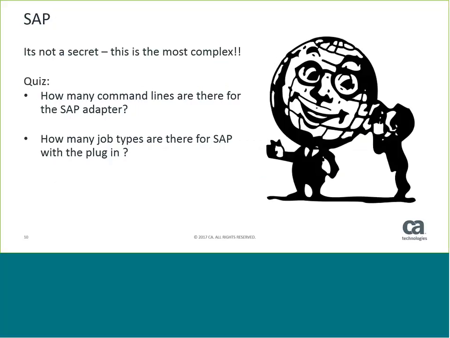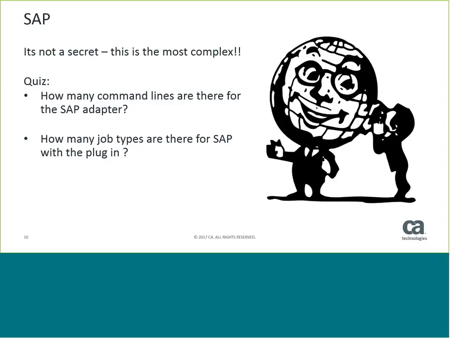Okay, so let's talk about SAP first. And it's not a secret, this is the most complex one. I'm not going to expect you guys to all jump in here, but quiz: how many command lines are there for the SAP adapter? Most people use SAP Job and maybe cap chain, so running an SAP R3 job, running a process chain. There are some other ones to manage variants and to send system messages, but those are the two.